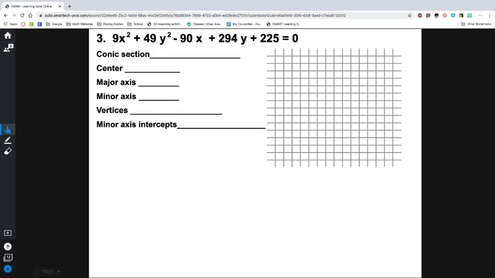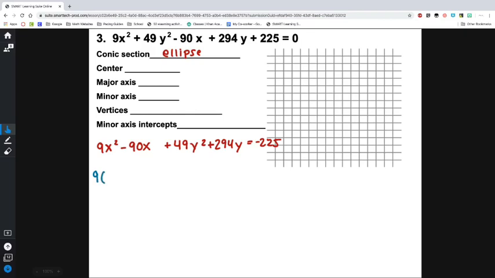So we have an ellipse. This is a case where both terms are being squared. They're both positive, but the coefficients are different. Very similar to the way that we solve a circle, we're going to complete the square for both x and y. So the first thing I'm going to do is get the x's arranged together, and then get the y's arranged together, and then I'm going to get rid of the constant. I'm going to move it to the other side.